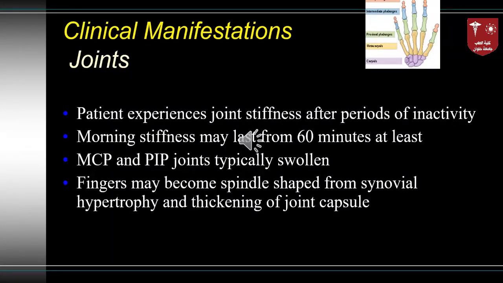Coming to patient manifestation, the patient usually comes with morning stiffness of the small joints of the hand that lasts at least 60 minutes. The stiffness mainly affects the metacarpophalangeal joint and proximal interphalangeal joint. Typically, the distal interphalangeal joints are not affected in rheumatoid arthritis. Also, the swelling of the finger can give a spindle shape because of synovial hypertrophy and thickening of the capsule.